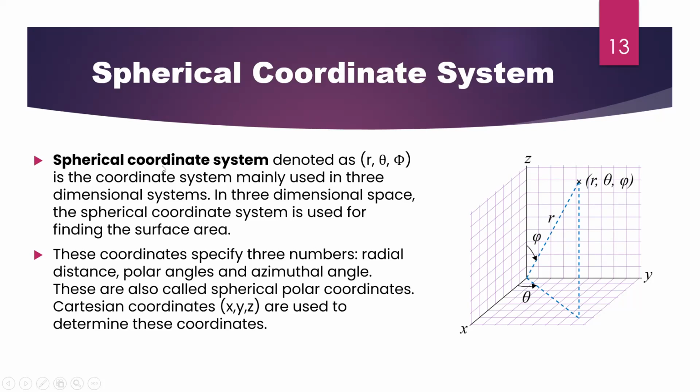The spherical coordinate system, denoted as r, theta, and phi, is the coordinate system mainly used in three-dimensional systems. In three-dimensional space, the spherical coordinate system is used for finding the surface area. These coordinates specify three numbers: radial distance, represented by r in that figure, the polar angle, represented by theta, and the azimuthal angle, represented by phi. But our editor made a small error; theta and phi should replace each other in that figure. Please pardon our mistake.